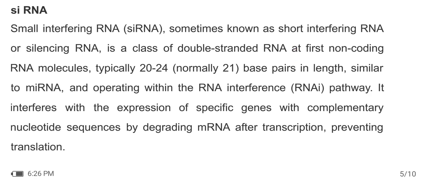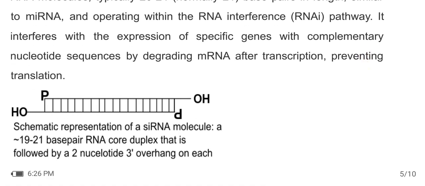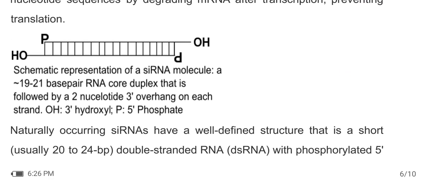Then siRNA. Small interfering RNA or siRNA, sometimes known as short interfering RNA or silencing RNA, is a class of double-stranded, non-coding RNA molecules, typically 20 to 24, normally 21 base pairs in length, similar to miRNA and operating within the RNA interference pathway. It interferes with the expression of specific genes with complementary nucleotide sequences by degrading mRNA after transcription, preventing translation. Schematic representation of siRNA molecule.